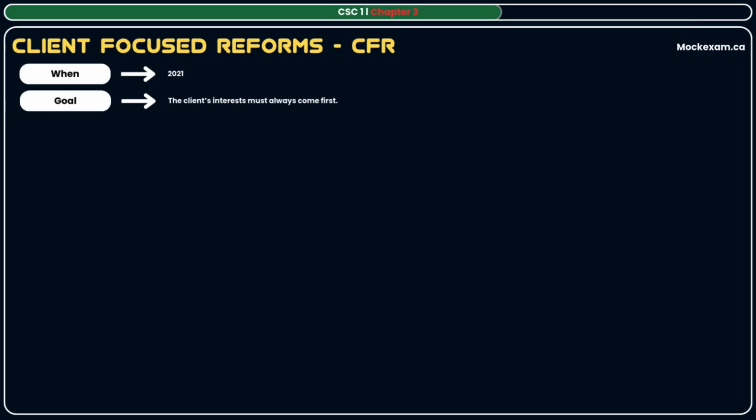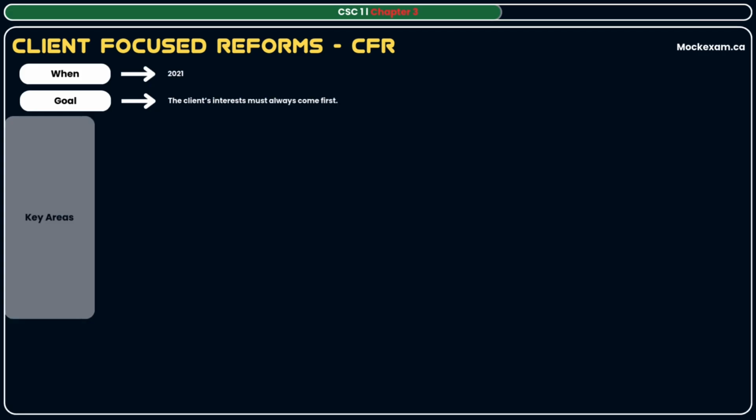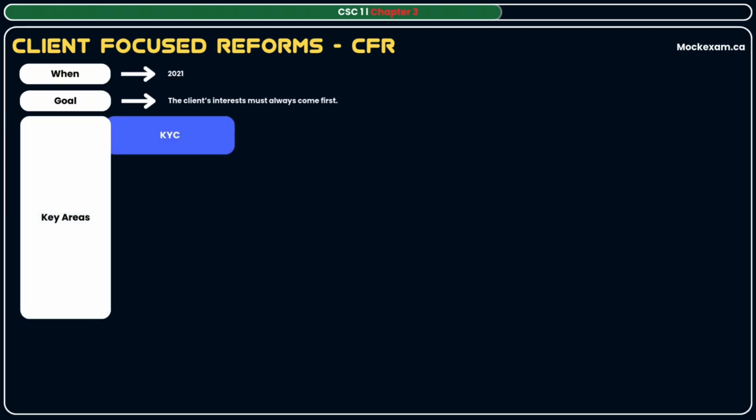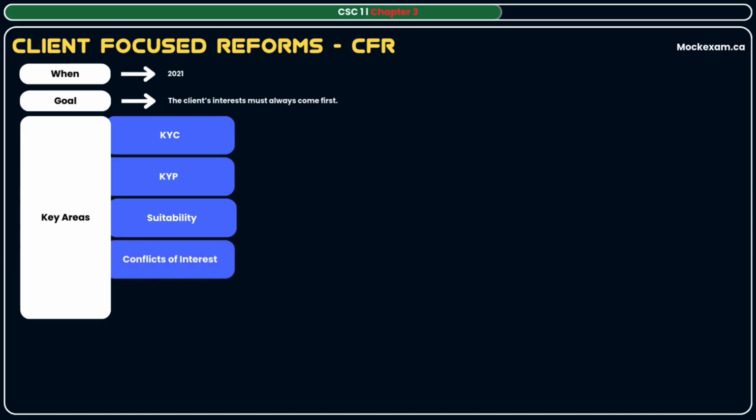The CFR rule impacted several areas, such as know your client, know your product, suitability, conflicts of interest, and relationship disclosure. Financial advisors used to do KYC, KYP, suitability, and so on. The CFR rule updated these areas and these concepts.